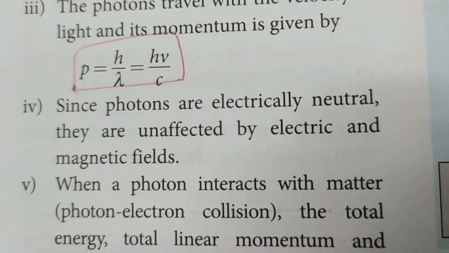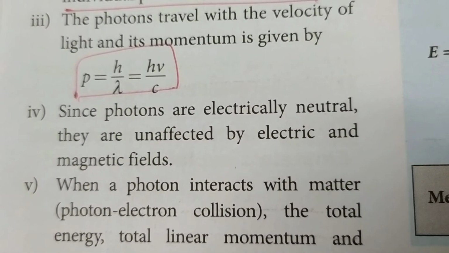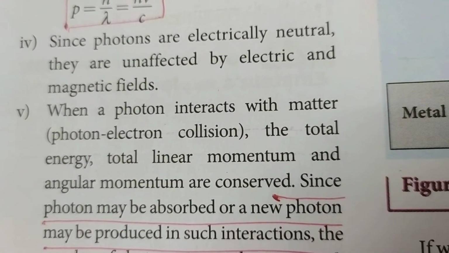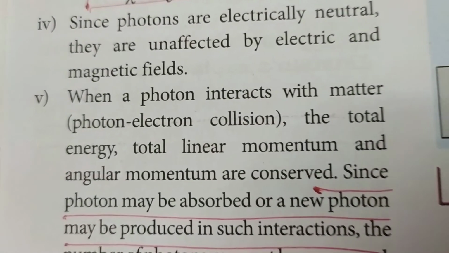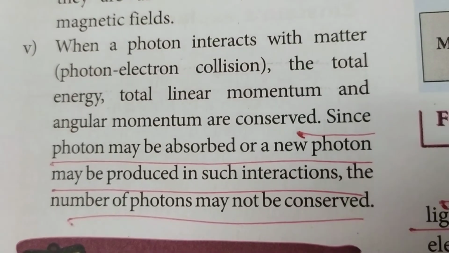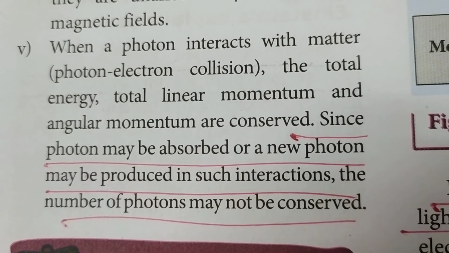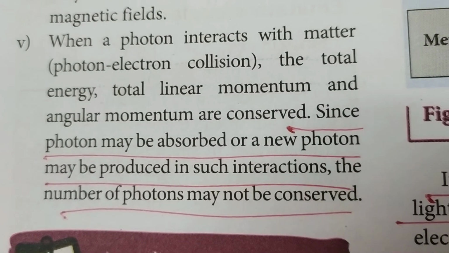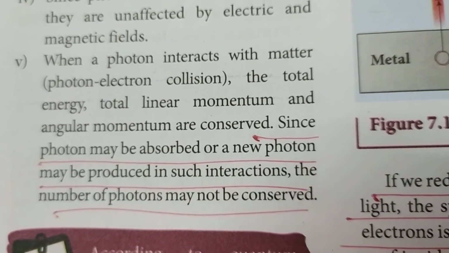Photons are electrically neutral, so they don't have positive or negative charge. They are unaffected by electric and magnetic fields. A photon interacts with matter, that is, it collides with an electron, which is called photon-electron collision. The photon may be absorbed or a new photon may be produced. Only the energy and momentum are conserved, whereas the number of photons may not be conserved. These are the characteristics of photons. So a photon is nothing but a light particle.